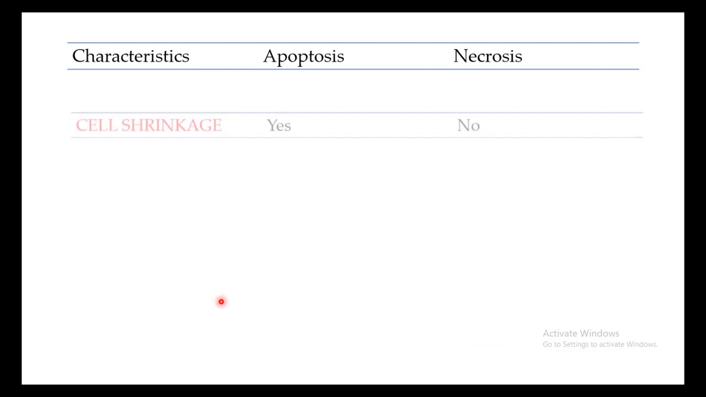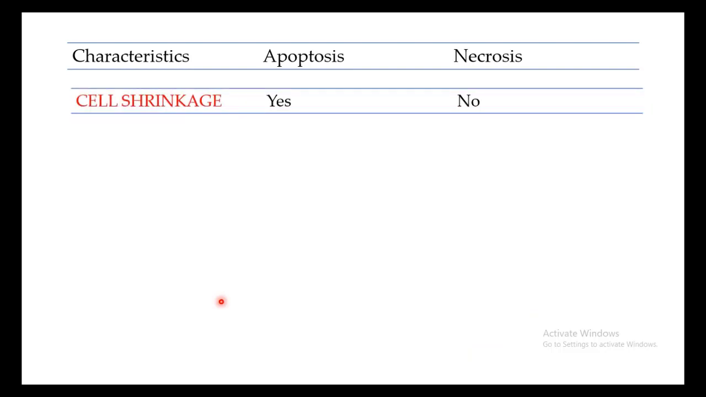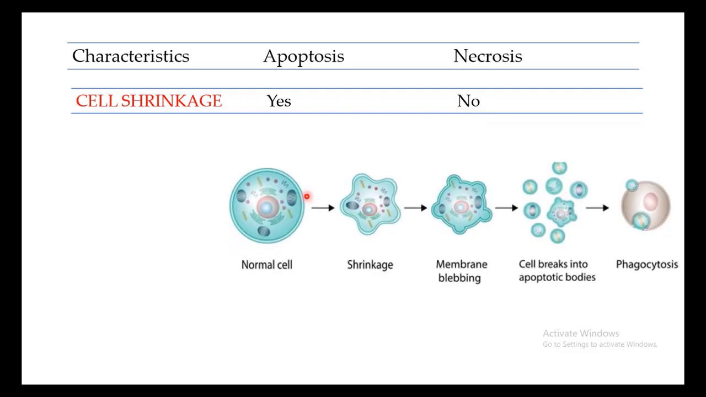The second important difference is that when you talk about apoptosis, there is cell shrinkage, and you do not see any cell shrinkage in the process of necrosis. For example, if this is a cell going through the process of apoptosis, you can actually see the shrinkage of the cell until this particular cell is converted into these beautiful apoptotic bodies, which are removed by the process of phagocytosis from the body. So the cell is removed and it is not going to affect the surrounding tissue.